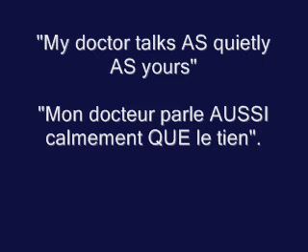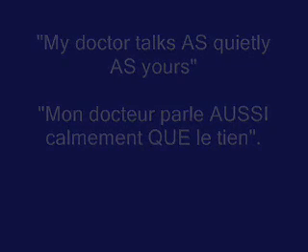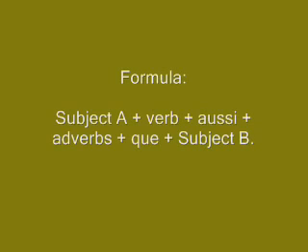So the formula here is almost similar to the previous one because we still use aussi que, but this time we're using it with an adverb instead of an adjective. So we have subject or object A plus verb, which is not être this time. It might be any other verb, but usually with adverbs we don't use être. So we have subject or object A plus the verb plus aussi plus the adverb in between plus que, and then the subject or object B.